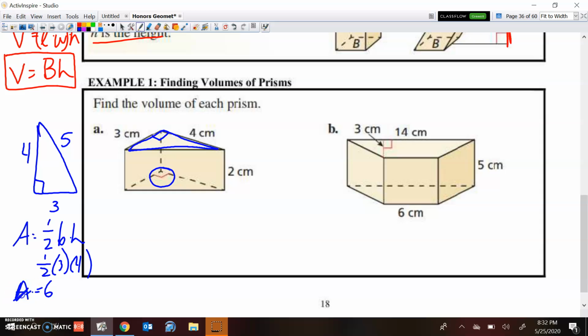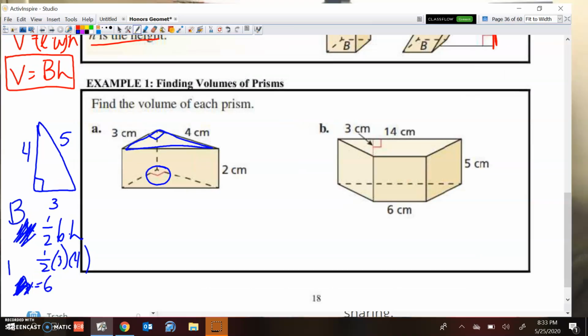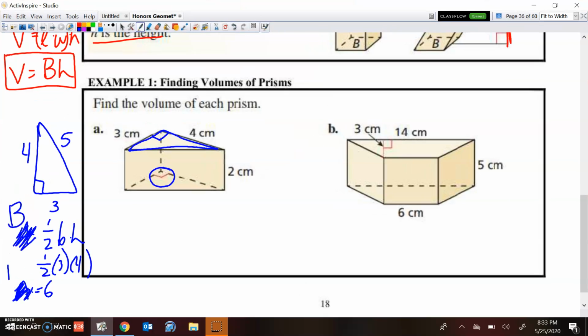So instead of putting a capital A here, I could put a capital B because it's the area of my base. Oh my goodness. Okay, all right, so formula for volume, let's use a different letter. Volume equals capital B times H. Capital B we found is 6. Height of the prism is 2. So my total volume is 12 centimeters cubed because we're talking about volume here, okay?